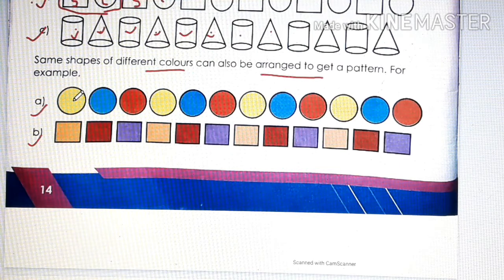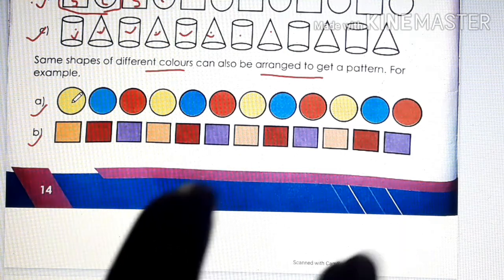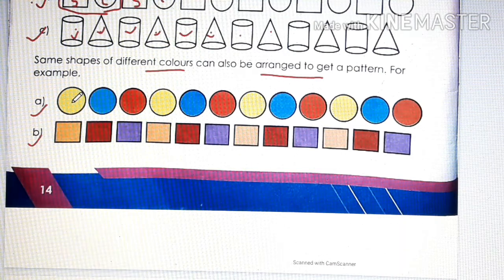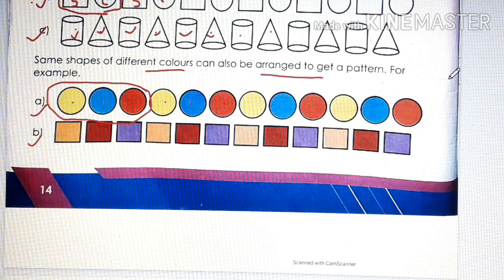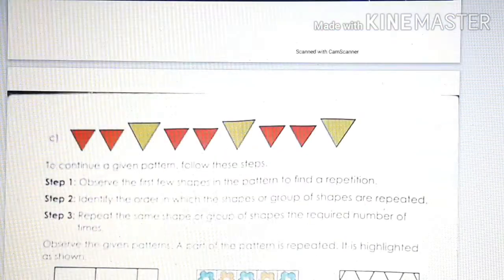Now you can see the shape is the same but three different colors are repeating here, isn't it? So we'll take yellow, blue and your brown color. So you can say that these three are the basic shapes which are repeating. Yellow, blue and brown. Clear? This applies to all the patterns which have the same shapes but different colors.